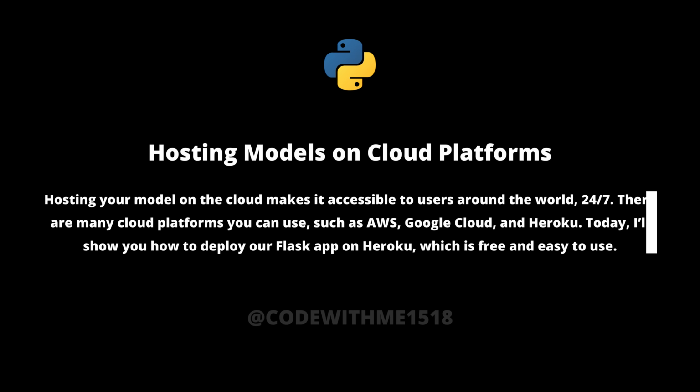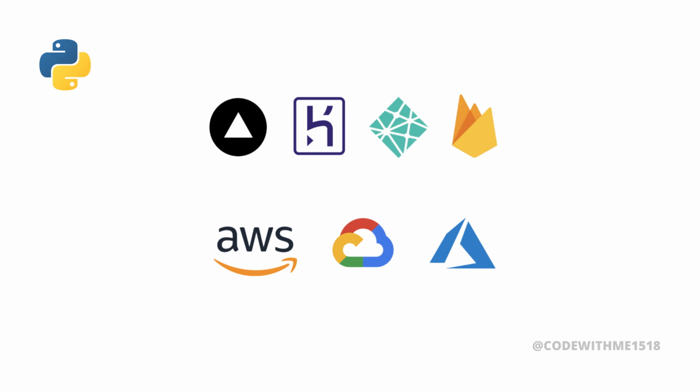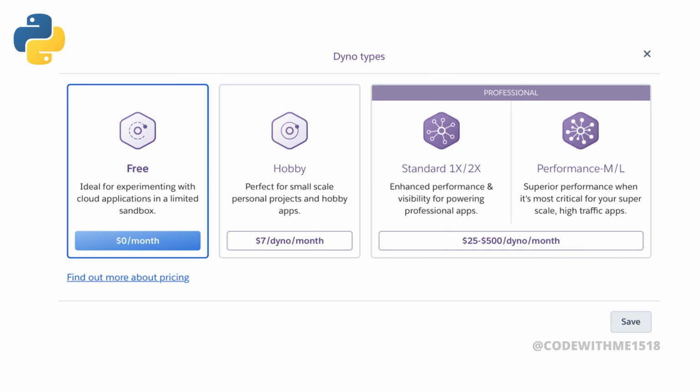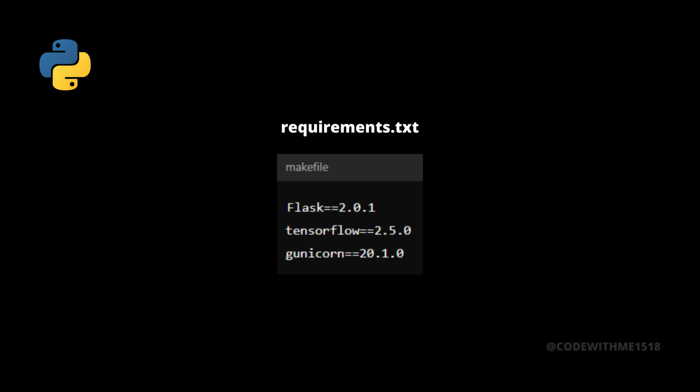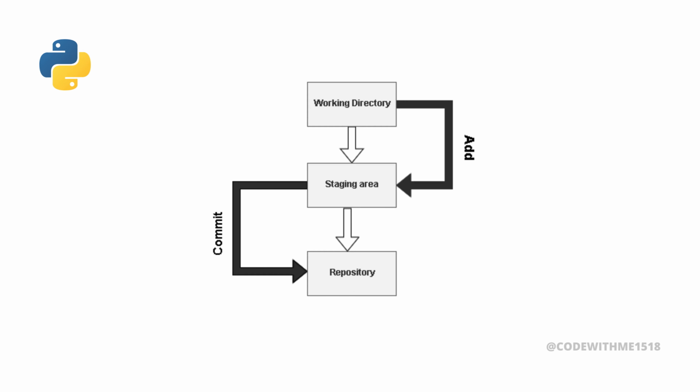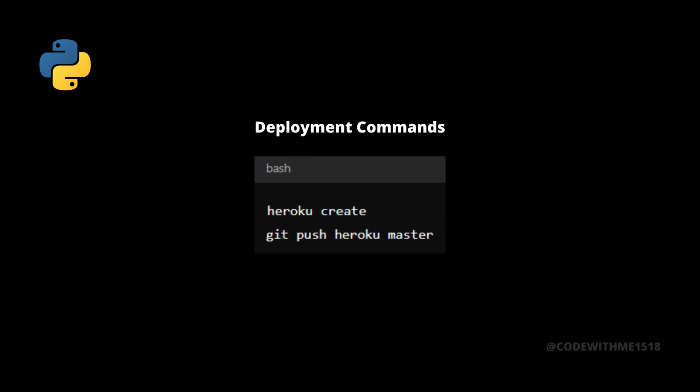Hosting your model on the cloud makes it accessible to users around the world, 24/7. There are many cloud platforms you can use, such as AWS, Google Cloud, and Heroku. Today, I'll show you how to deploy our Flask app on Heroku, which is free and easy to use. To deploy on Heroku, first, you need to create a requirements.txt file and a Procfile for your Flask app. After setting up these files, commit your code to a Git repository and deploy to Heroku using these simple commands.